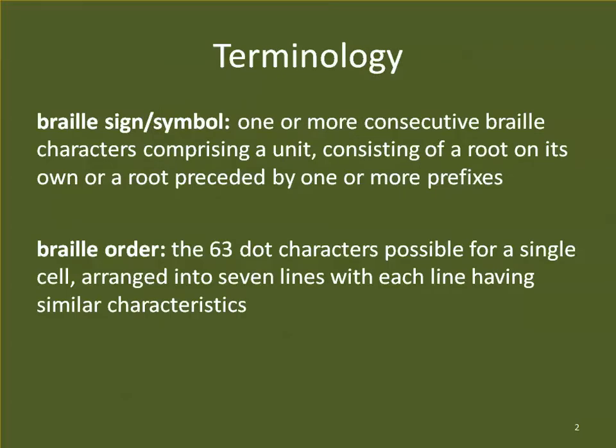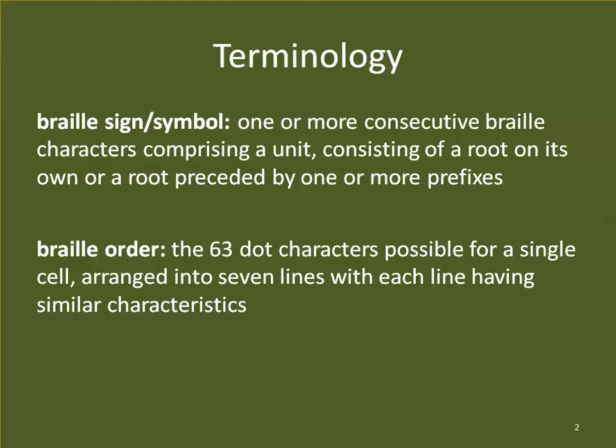A reminder that a Braille sign or a Braille symbol, the terms are interchangeable, is one or more consecutive Braille characters comprising a unit, such as a prefix with a root, like .5T means the contraction TIME. That's a root and a prefix construct. So a Braille sign or a Braille symbol is one or more consecutive Braille characters comprising a unit consisting of that root on its own, or a root and a prefix, or two, or three.